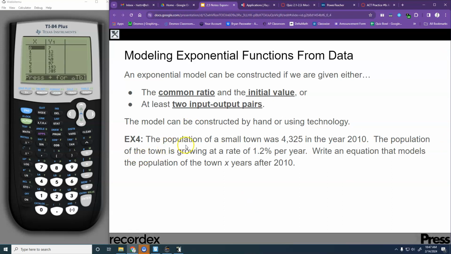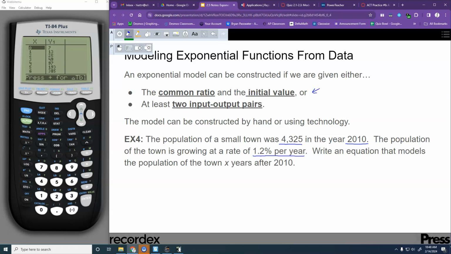So in this case, we got the population of a small town was 4,325 in the year 2010. The population of that town is growing at a rate of 1.2% per year. Write an equation that models the population of the town X years after 2010. Okay, so for this equation, we kind of got to think about what information we're given. We are given the population of a town at a certain time, right? And then we're also given the growth rate for the town. So this is the scenario where we have basically a common ratio and an initial value for this.